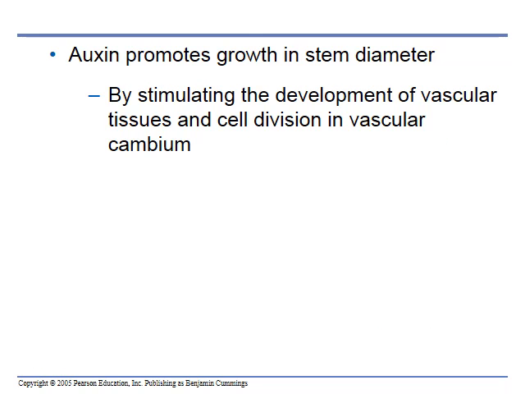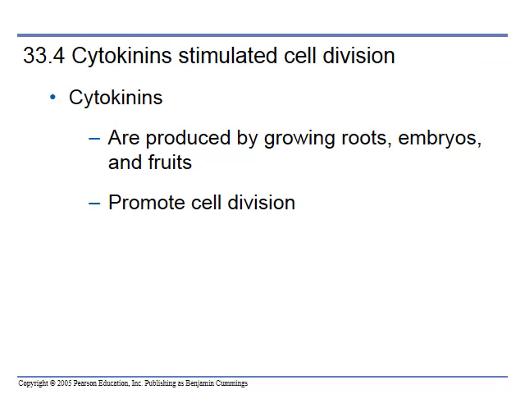Auxin promotes growth in stem diameter as well, and that's by stimulating the development of vascular tissue, your xylem and your phloem, and cell division in the vascular cambium. And remember, that is the location where we add the new xylem and phloem. Cytokinins stimulate cell division. That's kind of their big thing. And they are produced by growing roots, embryos, and fruits, and they promote cell division.